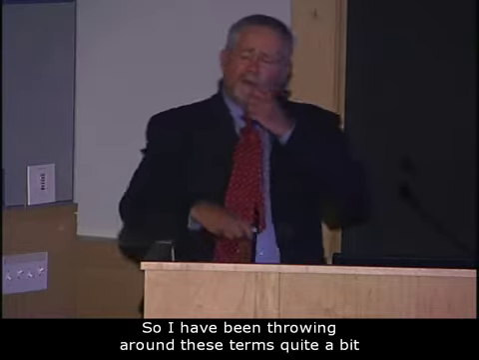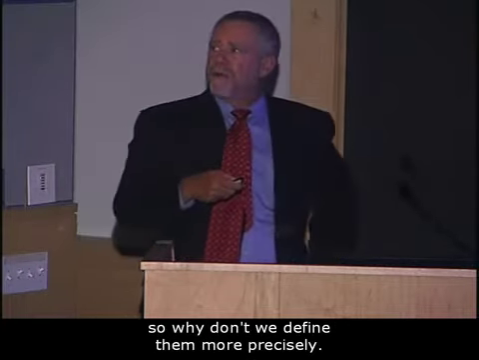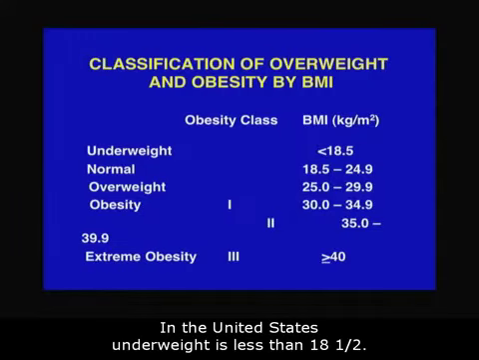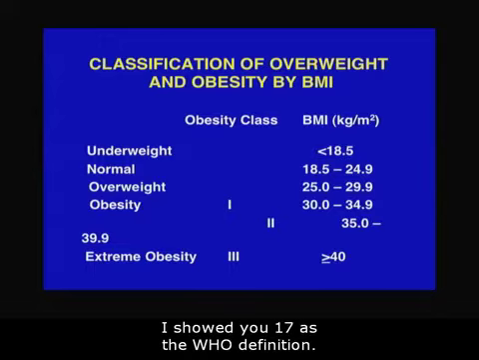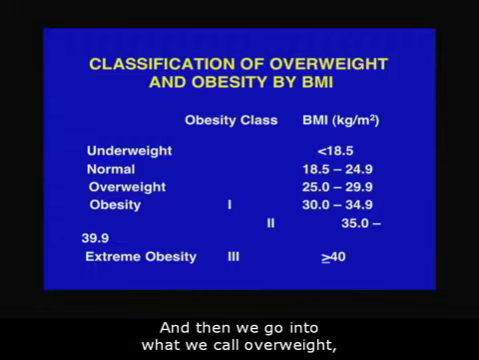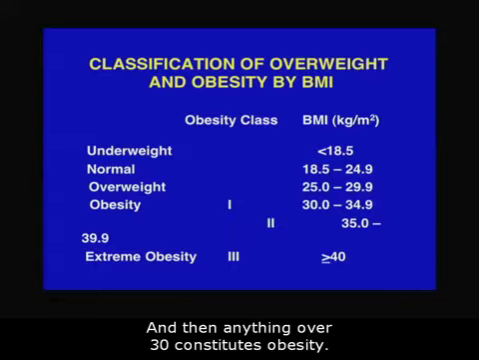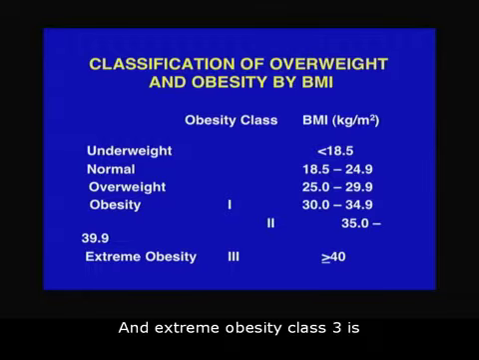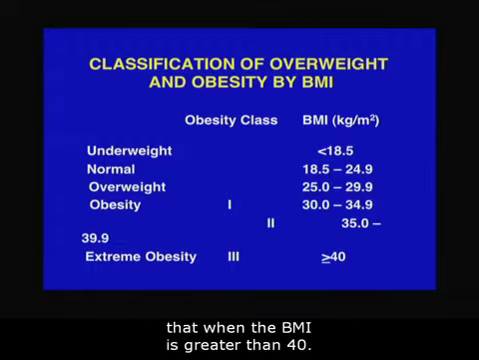All right, so I've been throwing around these terms quite a bit already, so why don't we define them a little bit more precisely. In the United States, underweight is less than 18.5. I showed you 17 as the WHO definition. Normal is 18.5 to 25, very wide range of normal. And then we go into what we call overweight, 25 to 30, and then anything over 30 constitutes obesity. We like to call it class 1 or class 2 or class 3. And extreme obesity, class 3, is when the BMI is greater than 40.